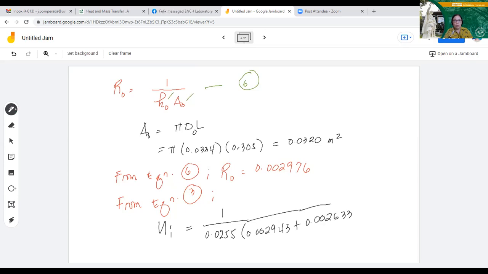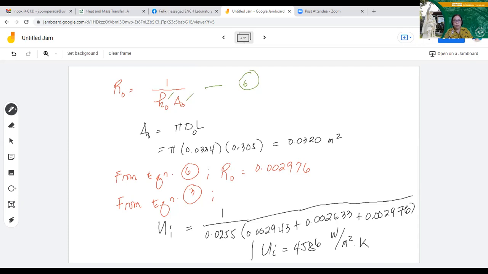And the last one will be the resistance here based on the steam side fluid. And this is 0.002976. Now in here, you'll be able to get a U sub I value. The U sub I value that you will be getting here is 4,586 watt per square meter Kelvin.